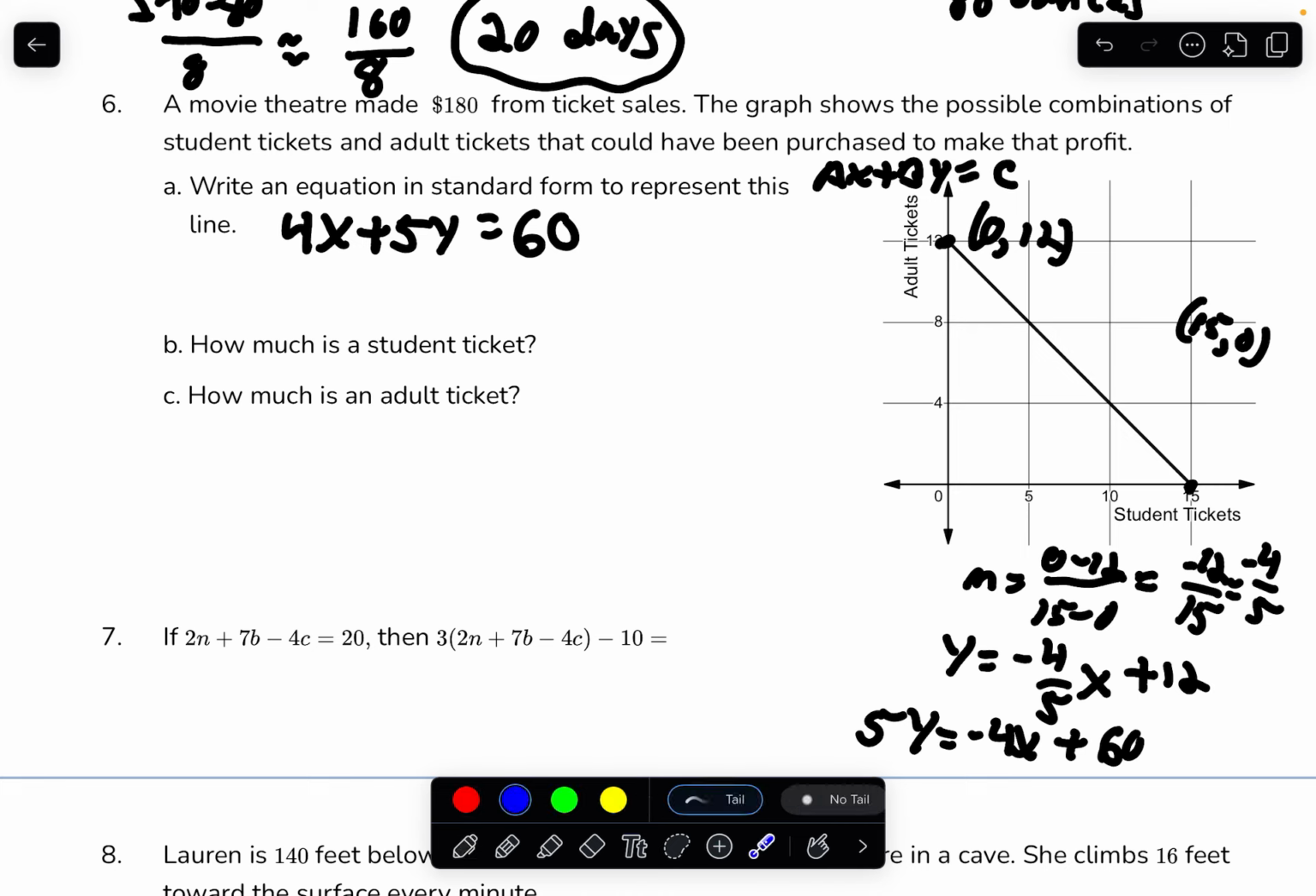You can check it real quick. You know that if you're looking for the x-intercept, the y is 0, and 60 divided by 4 is 15, and that's there. Likewise, you know the y-intercept, when x is 0, 5y equals 60, y equals 12, and that's exactly what that says. So that is the equation.